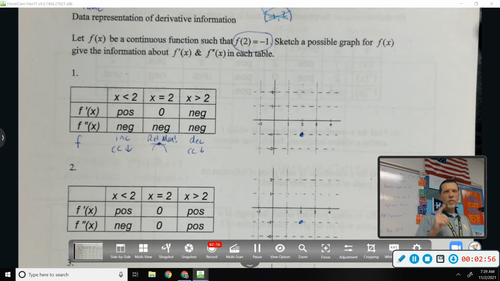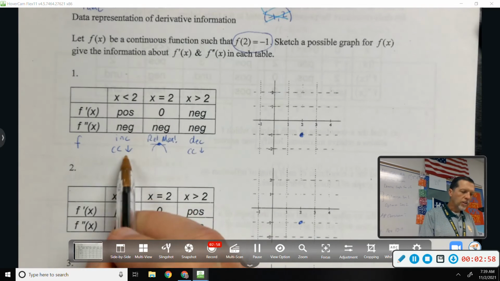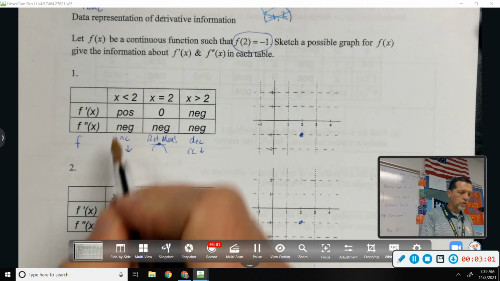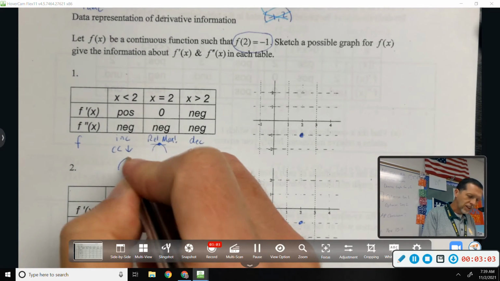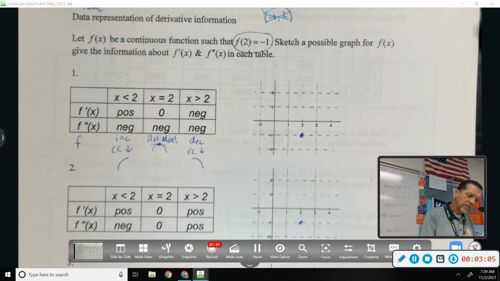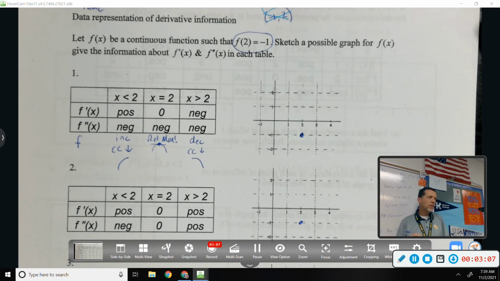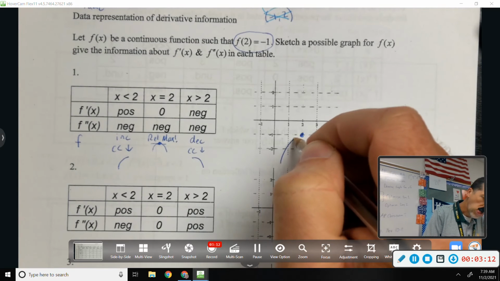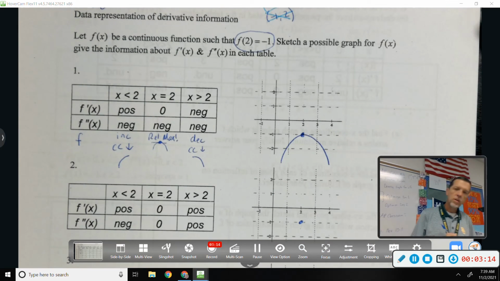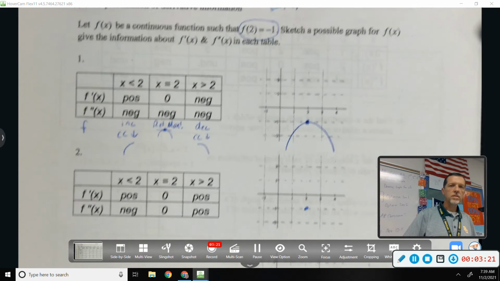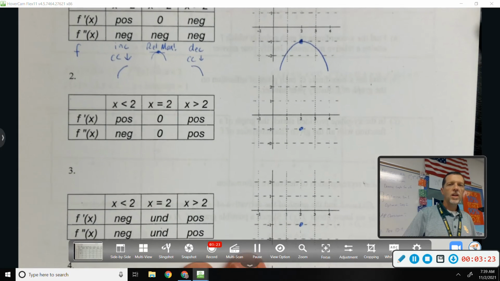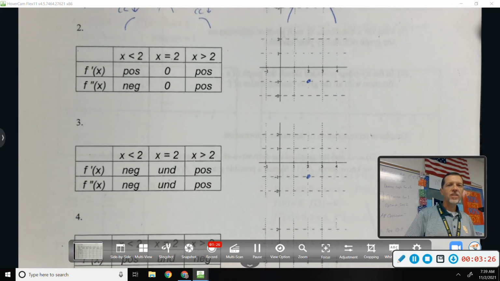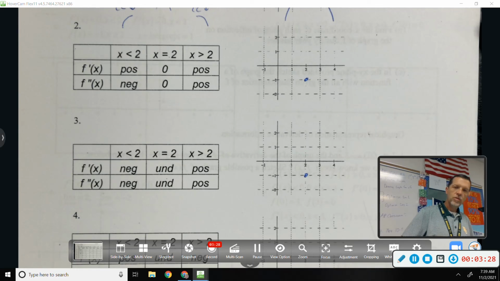And for some, I bet most of you can do it. For others, they like to go one step further and draw that little piece, like increasing concave down looks like that, decreasing concave down looks like that. It might be a little bit overkill, but if you need to see it, it might help. So your picture should look something like that. All right, why don't you try the next 2 or 3 or 4.